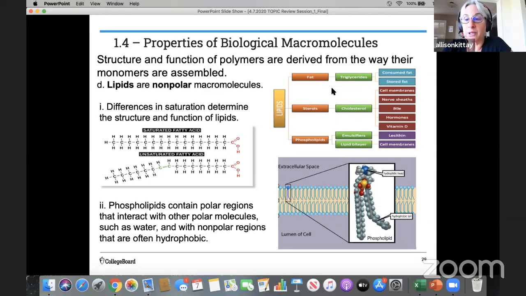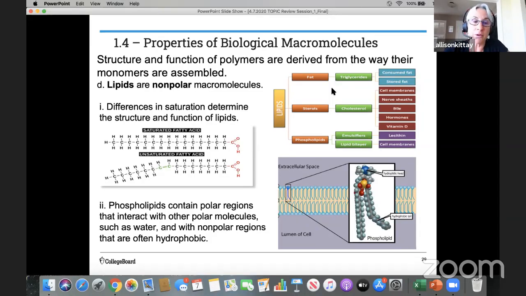But cholesterol is a really important molecule. It is the basis of your sex hormones, testosterone and progesterone and estrogen. It's also the basis for vitamin D. And then finally, phospholipids. Phospholipids are super important as part of every lipid bilayer, which makes up cell membranes. So that's kind of the breakdown of the lipid flow chart.